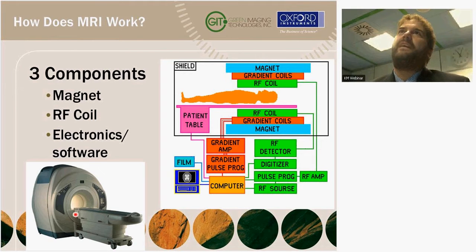This is an MRI scanner. These are magnetic field gradients. In other words, we alter the magnetic field in the sample, and we use radio frequency coils to place energy in and out of the system to detect the signals. There are a lot of other components I won't really get into, but this is the basics of a machine.